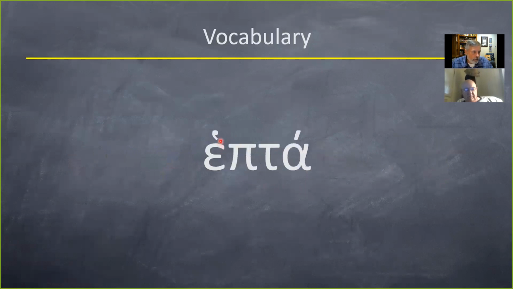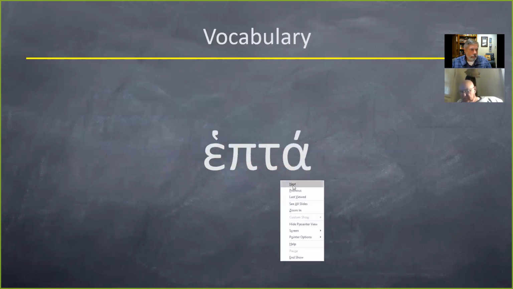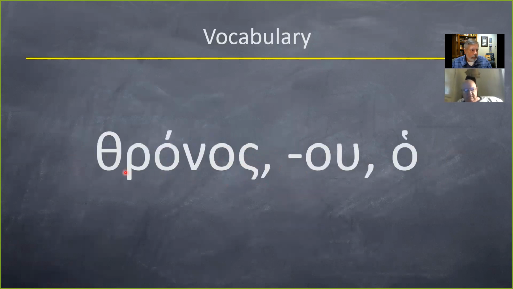Hepta. This is a number. It's not declinable. It's always going to say hepta, and it means seven. Thronos, thronou, ho. We've had that word. Have we really? Okay. Well, what does it mean? Throne. Throne is correct. That's correct.